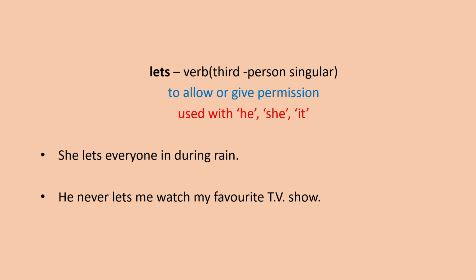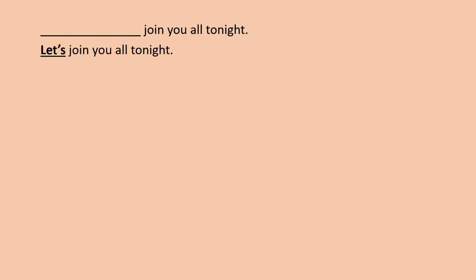Now it is your turn to answer which one is correct in the following sentences. Whether you will use let's with an apostrophe s, which is the short form or contracted form of let us, or you will use lets as a verb. First one is: blank join you all tonight. Which one will it be? It is with an apostrophe. Let's join you all tonight, or let us join you all tonight.